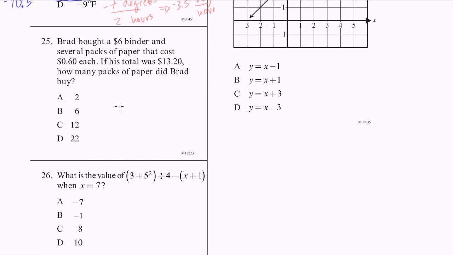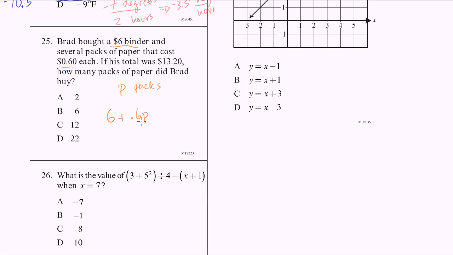Problem 25. Do it in maybe orange. Brad bought a $6 binder and several packs of paper that cost 60 cents each. If his total was $13.20, how many packs of paper did Brad buy? All right, well, let's say he bought P packs of paper. So how much did he spend? He bought a $6 binder, so he spent $6 plus 60 cents per pack times the number of packs he bought, right? So this is the total.